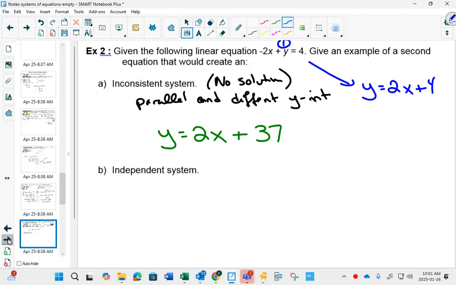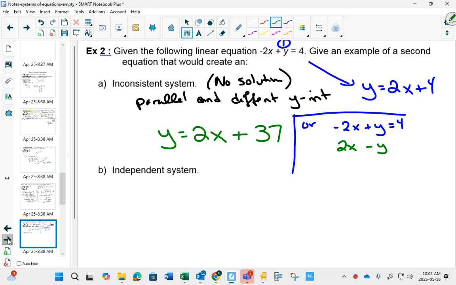Or, some people like to do this. Here's my first equation, right? If I have an inconsistent system, your x's would have to cancel. So let's make that 2x. So if I added with the elimination, they would cancel. Let's make this minus y. So if I added, they would cancel. Can you see that if you add this one, you're going to get 0 plus 0?